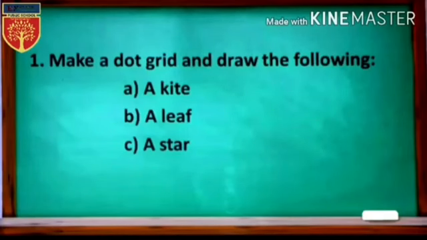So now it's time for homework question. Here are the questions. Make a dot grid and draw the following. You have to draw a kite, a leaf and a star by using dot grid.